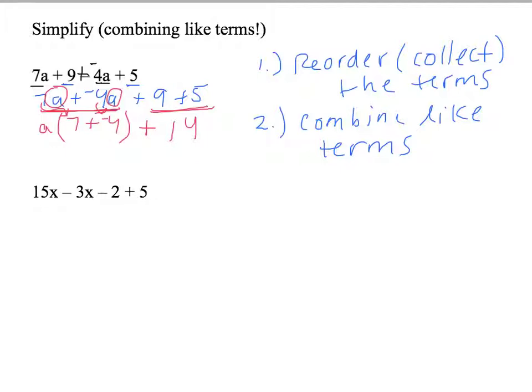For our last simplification, we'll do this part here. So 7 plus negative 4 would give you 3. Multiply that by a number on the outside, which is a, plus 14. You cannot combine these terms any farther because one of them has an a and the other one does not.